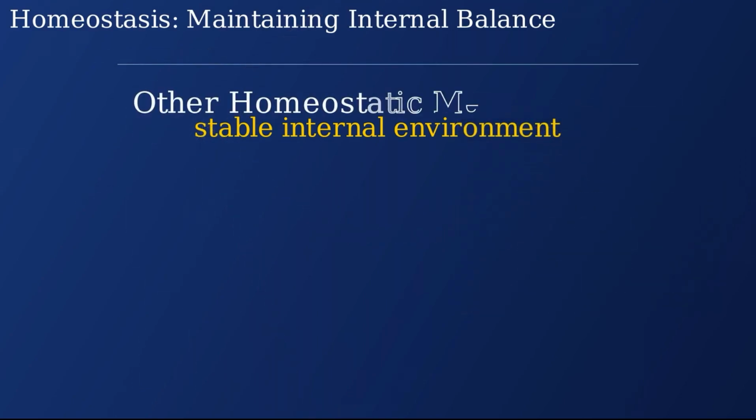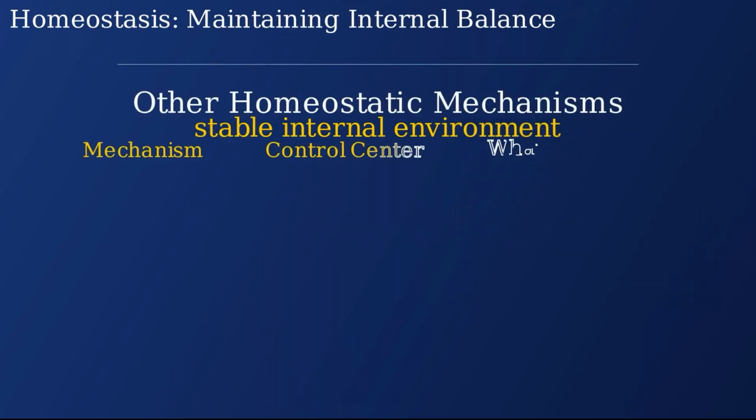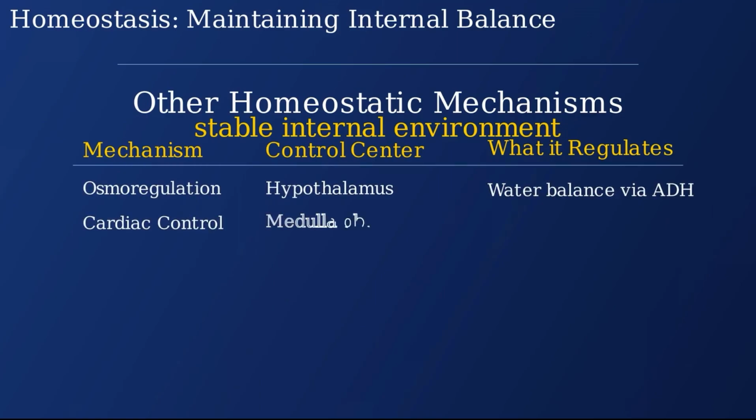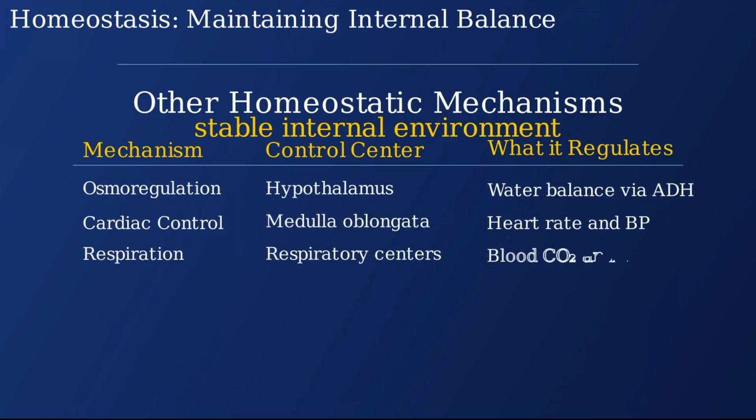Beyond temperature and glucose regulation, the body maintains homeostasis through other critical systems. These include osmoregulation controlled by the hypothalamus through ADH, heart rate regulation via the medulla oblongata, and respiratory control centers that monitor blood carbon dioxide and oxygen levels.